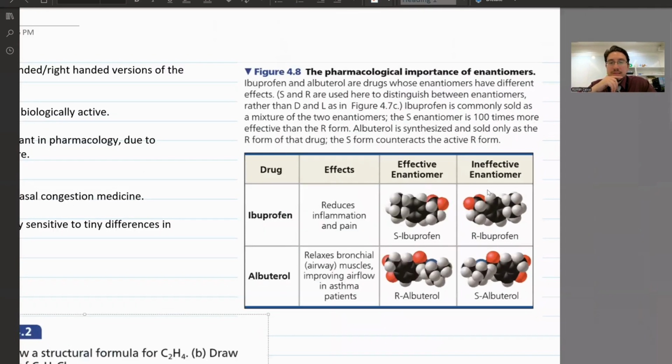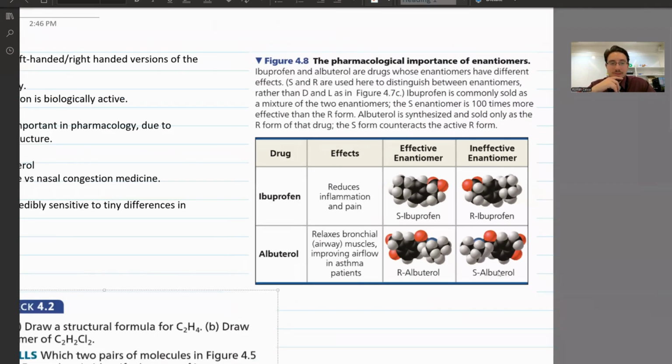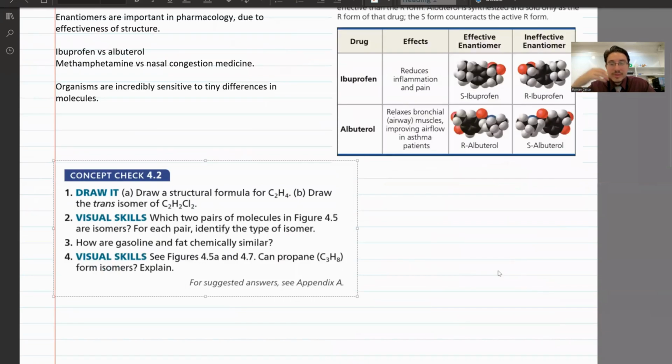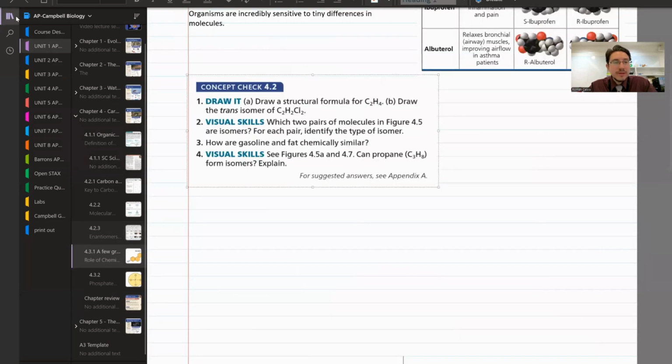Here's a little panel just to give you an idea of the pharmacological importance of enantiomers. You have ibuprofen, which reduces inflammation and pain. In this case, you have the effective enantiomer, and then you have its mirror image, which does not do anything at all. Same thing with albuterol. It relaxes bronchial muscles, improving airflow for asthma patients. You have R-albuterol, this specific orientation. S-albuterol has no effect. So it is incredibly interesting how such a difference can be all the difference in medicine. All right, let's go to 4.3.